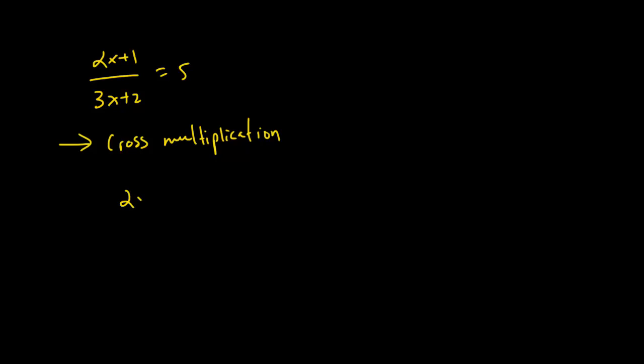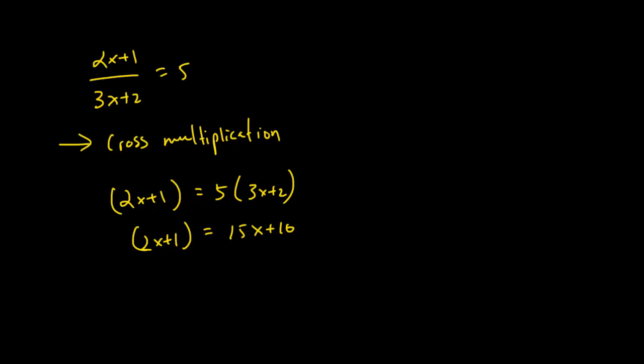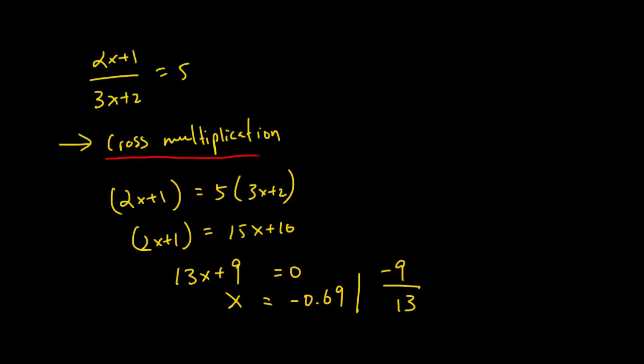Okay, so that will be 2x plus 1 equals to 5 times 3x plus 2, and that'll be 2x plus 1 equals to 15x plus 10, so that will become 13x plus 9 equals 0. So that will be x equals to negative 0.69, and I can express it as a fraction, which is negative 9 over 13. Okay, so the key point here is in the exams, if they want you to solve for a rational function, keep in mind that most of the time you will need to use cross multiplication.